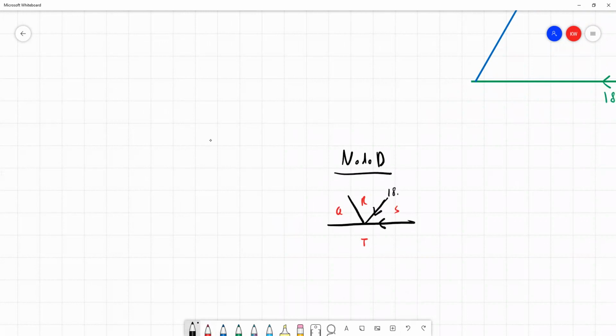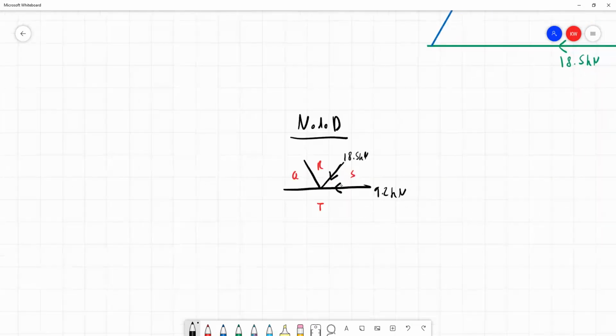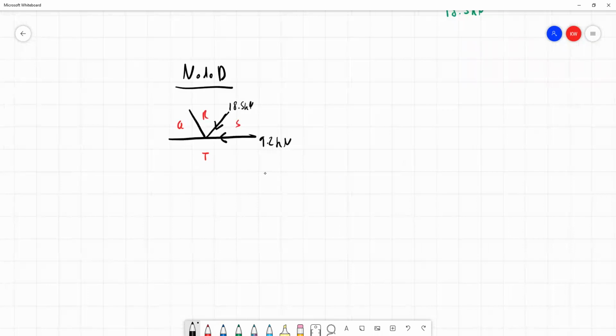This is 18.5 kilonewtons and this is 9.2 kilonewtons. And this is the information we needed to analyze this node. We can't analyze a node where we have more than two unknown forces because we're relying on drawing those two forces connected to some other point of a specific length and direction and getting them to cross over and form the missing section in our vector diagram.